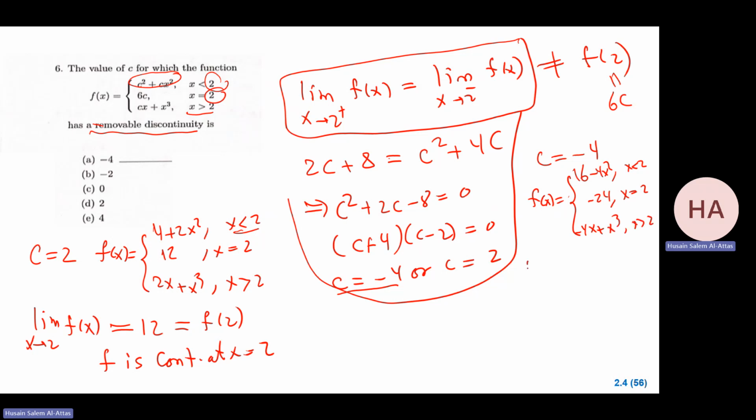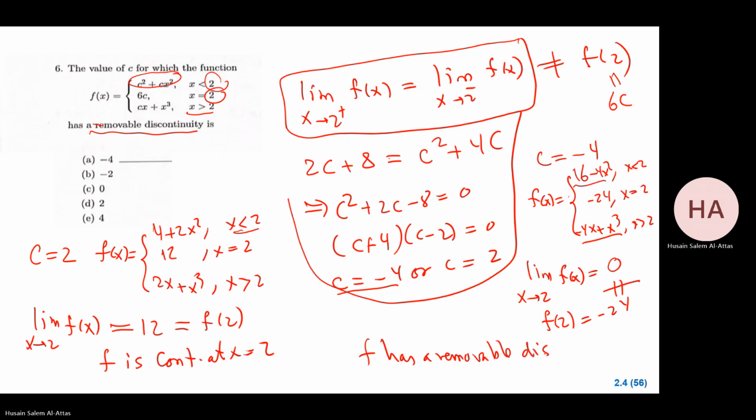The limit as x goes to 2 for f of x for this function, it should be the same whether you apply it in this function or in this, because you know that the limits are the same. So I have 16 minus 16, that will be 0. I have minus 8 plus 8, that will be 0. But f at 2 is minus 24. They're not the same. So f has a removable discontinuity at c equal minus 4. So this is the answer.